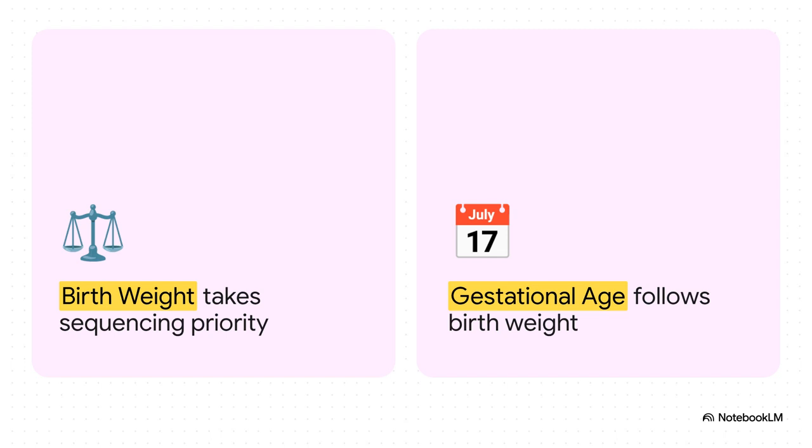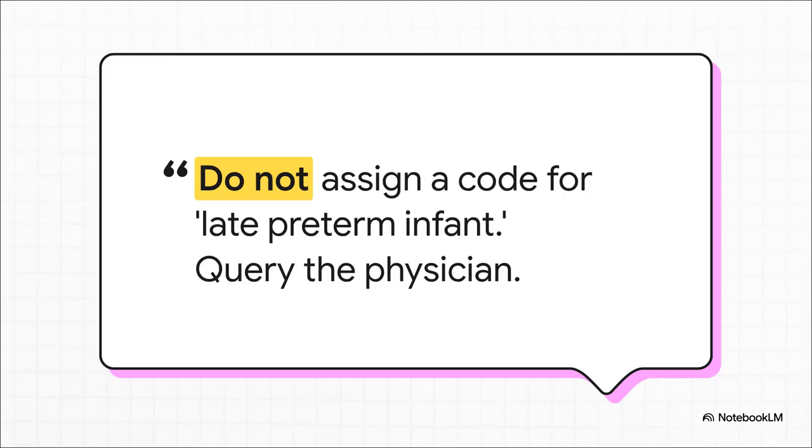Some of these incredible infants weigh under 1,000 grams, which, to put into perspective, is about the size of a standard block of butter. So sequence your P07 code for birth weight first, followed by the P07 code for gestational age. Okay, here's a fantastic pro tip, straight from official Coding Clinic guidance. ICD-10-CM actually does not provide a code for preterm infants past 36 completed weeks.